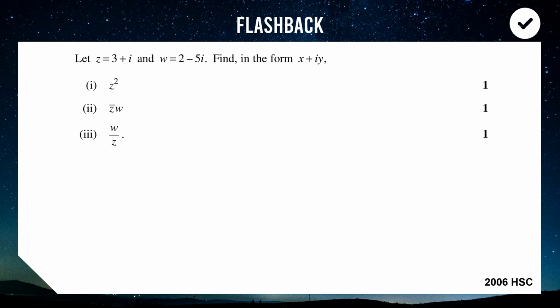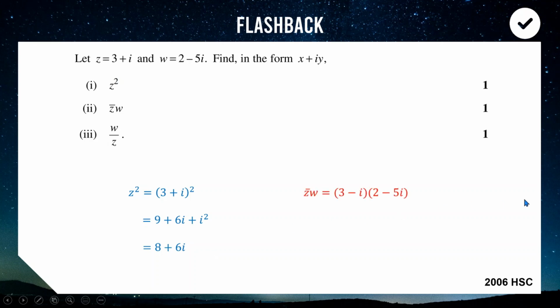Okay, for question 1, we have to find z squared. So we're going to square 3 plus i using a perfect square expansion, of course. So we have 3 squared, then the 2 terms multiplied together and doubled, and then we have i squared. And of course, from last lesson, we know that i squared is equal to minus 1. So we have 9 minus 1 gets us 8 plus 6i. 1 mark if you got it.